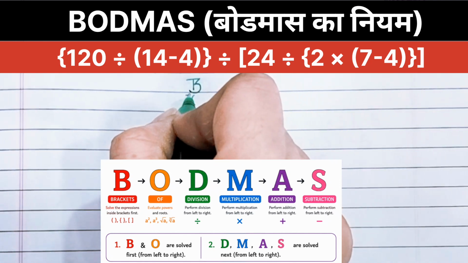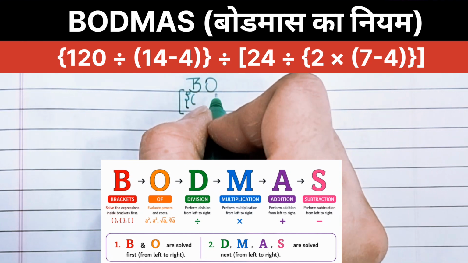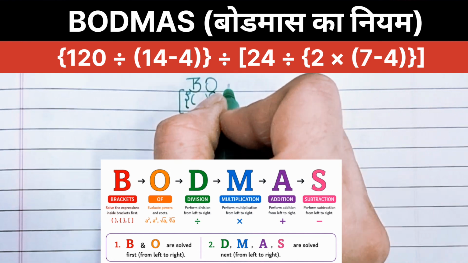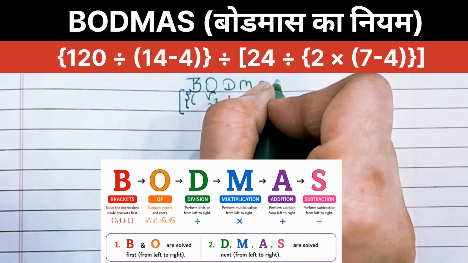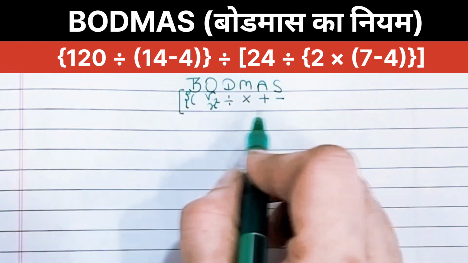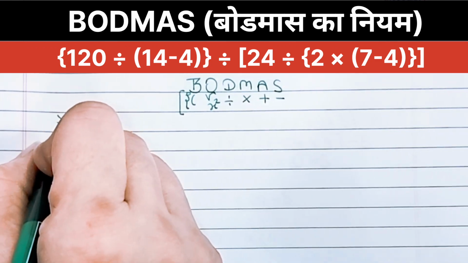First we solve the brackets: small bracket, curly bracket, then square bracket. O stands for Of, which we convert into multiplication, and we solve roots and exponents. D stands for division, M stands for multiplication, A stands for addition, S stands for subtraction. According to this BODMAS sequence, we'll break down this expression with a step-by-step solution.